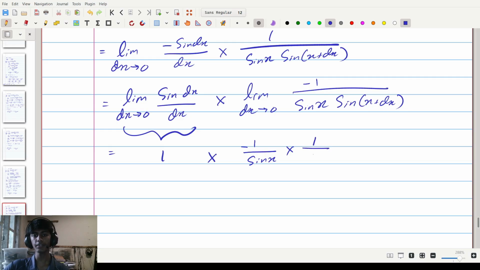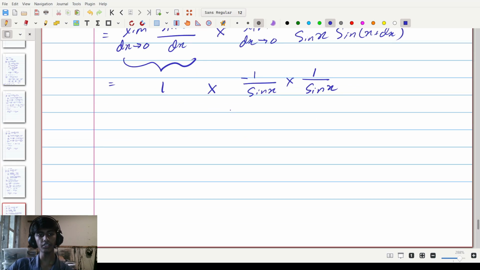So we have 1 divided by sine x. Simplifying this is going to be equal to the negative 1 over sine x squared. Again, we have a special name for 1 divided by sine x. It is called the cosecant of x. So therefore, this is cosec x. So we can write this as equal to negative cosec squared of x.